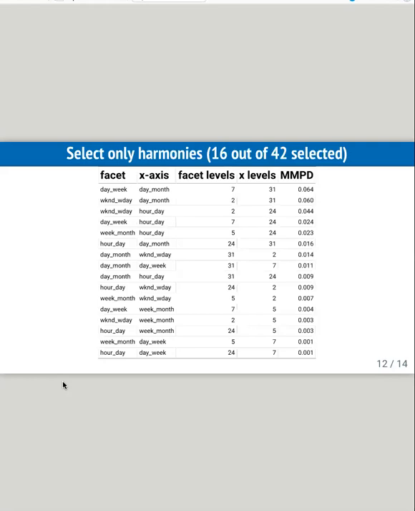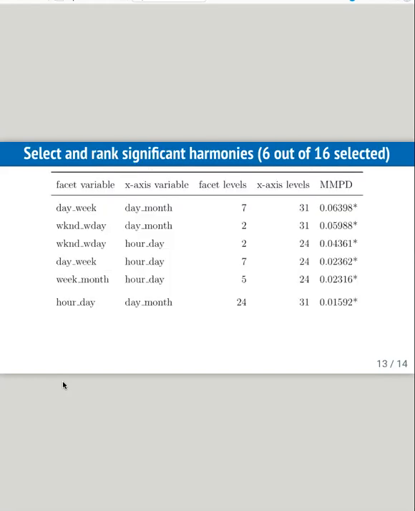When we use the concept of harmonies and clashes, directly from 42 displays, we are left with only 16 displays, which could be visualized in order to derive any insights. We further reduce it to 6 by choosing harmonies whose MMPD are above a significant threshold. Now, 6 displays are much easier to analyze than 42, right?